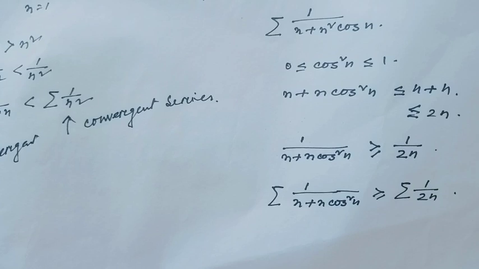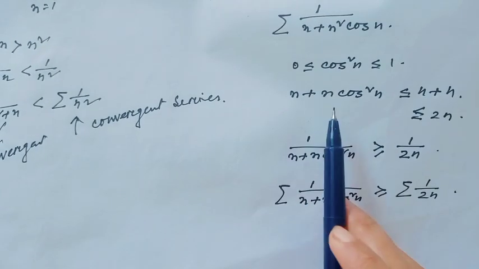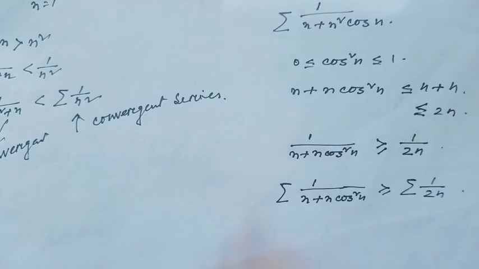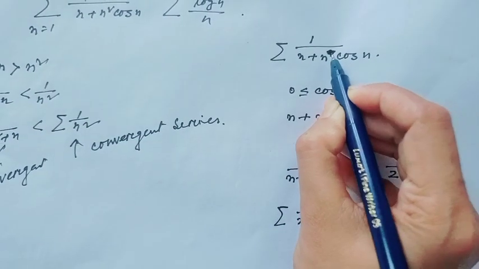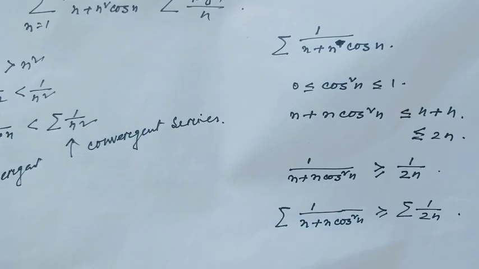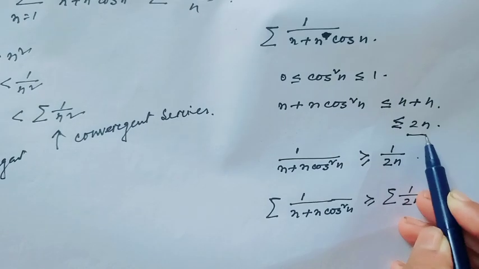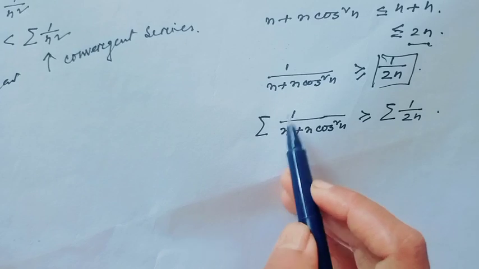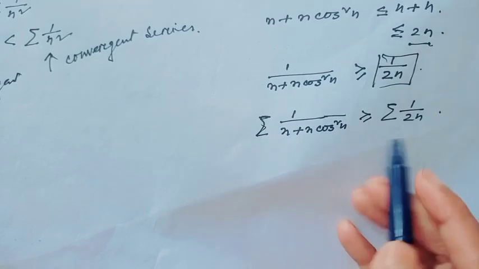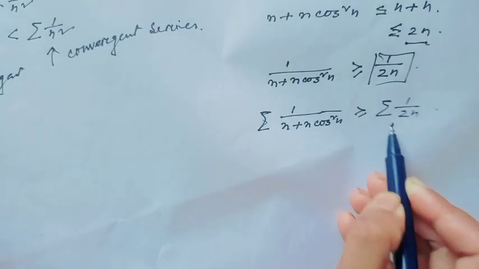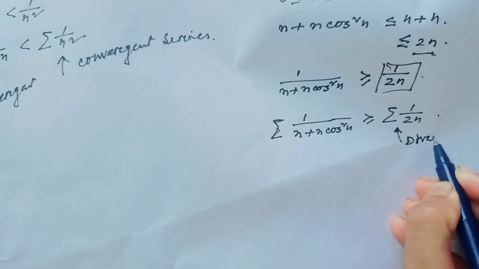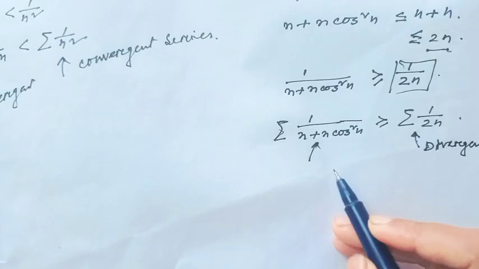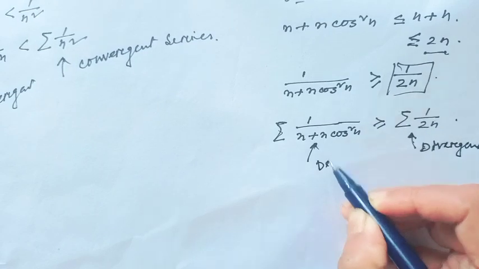Our second series is this. We all know cos square n is less than or equal to 1. Therefore, n plus n cos square n, here not n square, here n, is less than or equal to n plus n, which is less than or equal to 2n. Therefore 1 over n plus n cos square n is greater than or equal to 1 over 2n. Here therefore we can apply this series. Since this series is divergent, so by the comparison test our bigger series is also divergent.